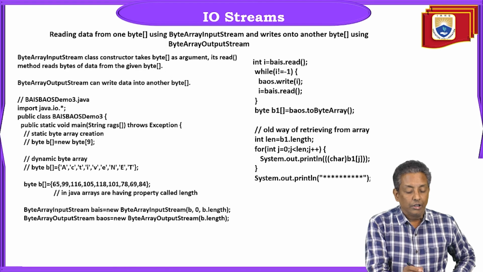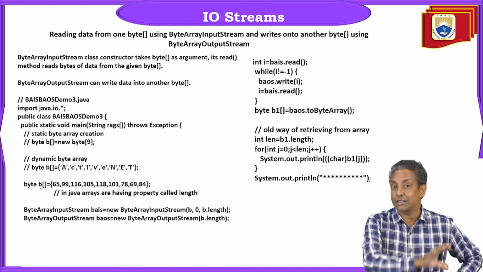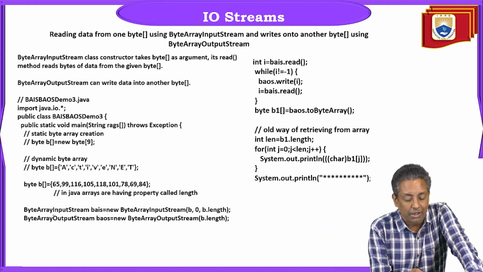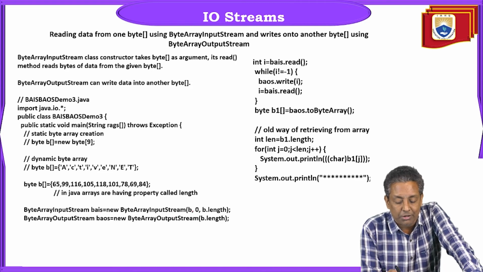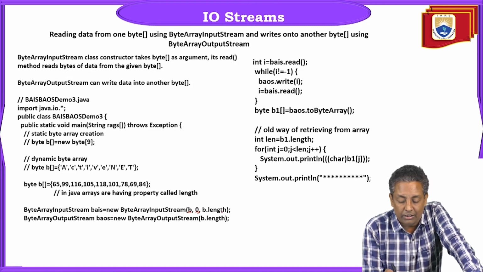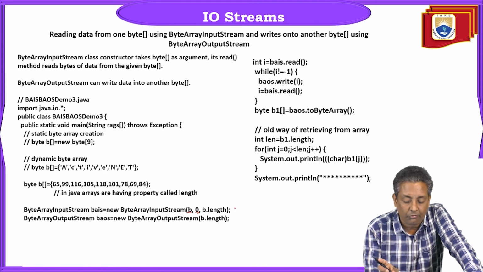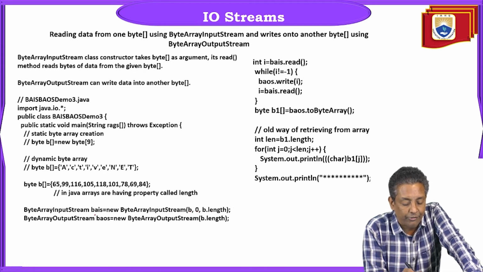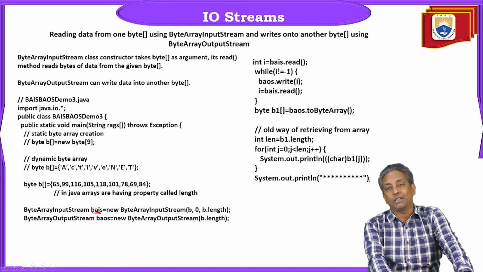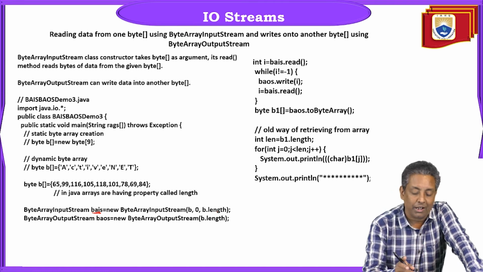Next, where do we have to give this byte array? Which class in the input stream class hierarchy is capable of reading from a byte array? ByteArrayInputStream. ByteArrayInputStream BIS is equal to new ByteArrayInputStream of byte array, and we are giving from the 0th index to how much? Till the end of the length of the byte array, b.length. The byte array input stream will understand: each time someone calls the read method on me, from this byte array, from the 0th index, I'll read up to this much length. That length is nothing but the byte array length itself.